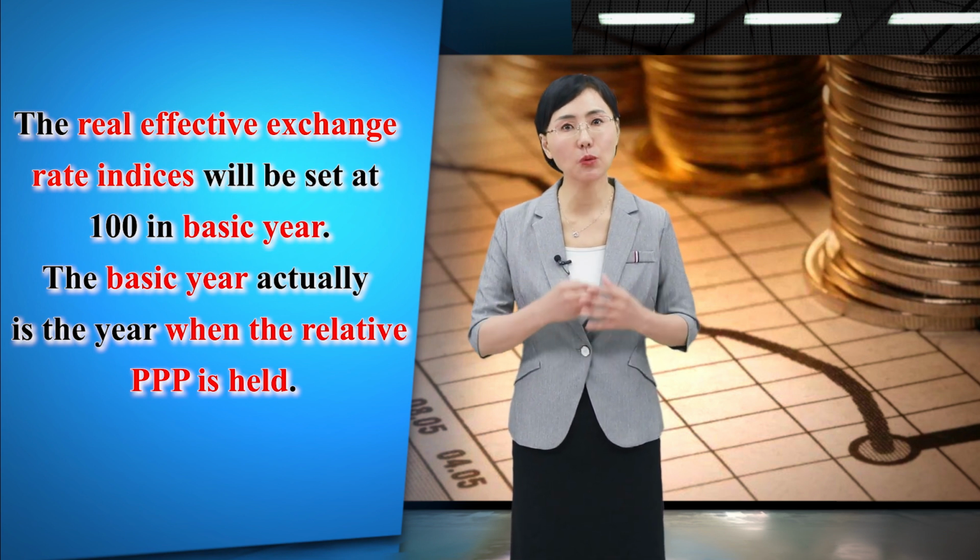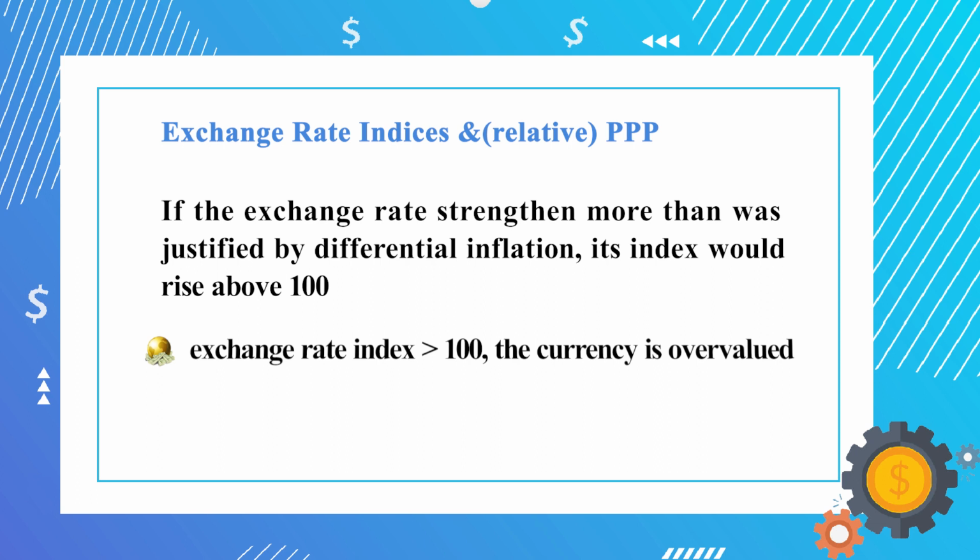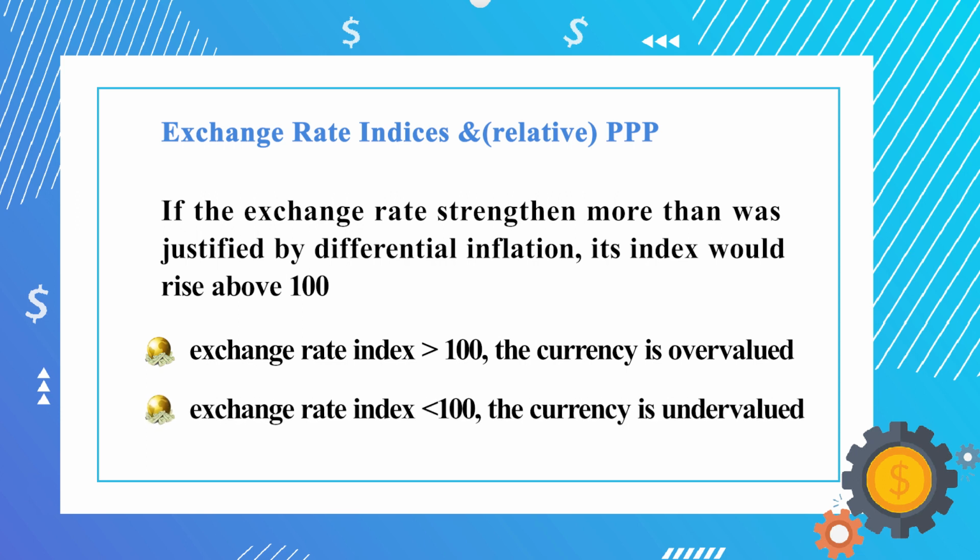by the relative PPP. If changes in exchange rates strengthen more than was justified by differential inflation, its index would rise above 100. The currency would be considered overvalued from a competitive perspective. An index value below 100 would suggest an undervalued currency.